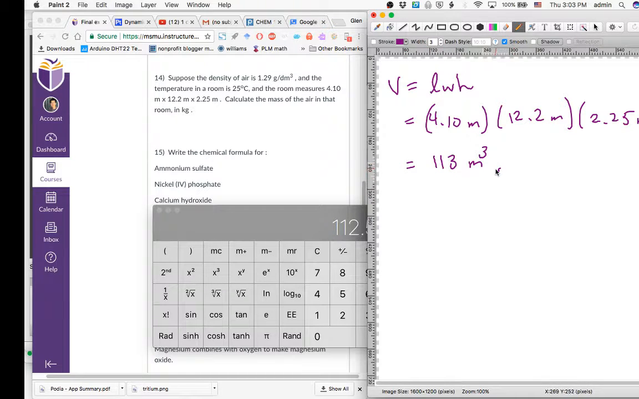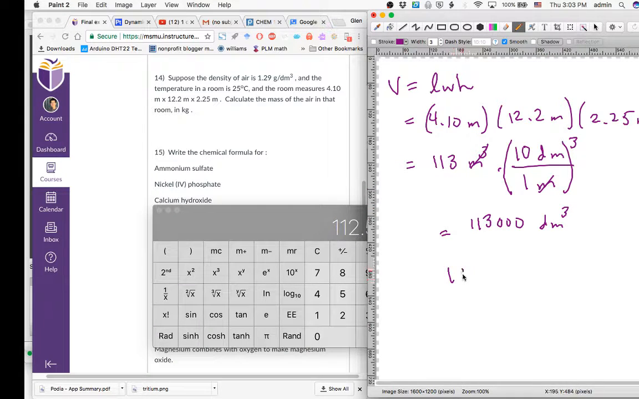So right here, I know that in 1 meter there are 10 decimeters. Yes, I expect you to remember this. This will not be revealed to you on the final exam. There are 10 decimeters in 1 meter. Okay, and this whole thing is cubed. All right, that means this 10 is also cubed. So this is meters cubed. Cancel those meters cubed, and so I get 113,000 decimeters cubed. That's the volume of the room in decimeters cubed. By the way, this is not for the exam, but 1 liter happens to equal 1 decimeter cubed. That's the definition of a liter.